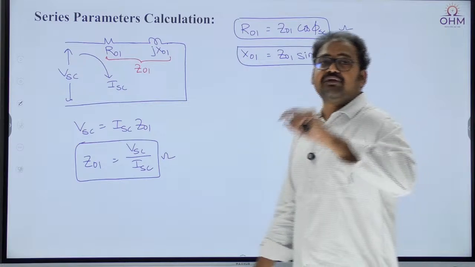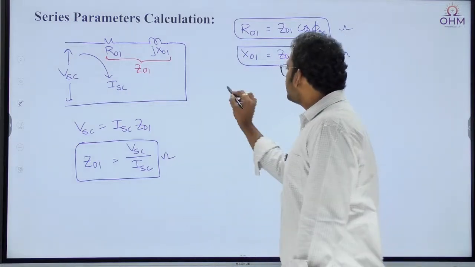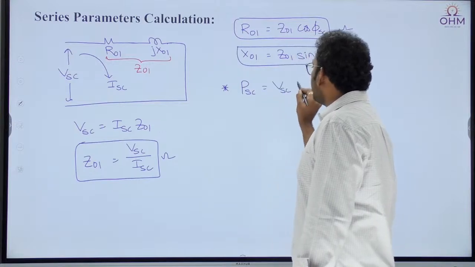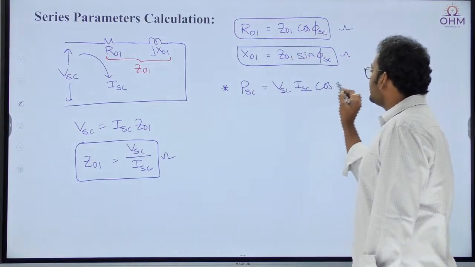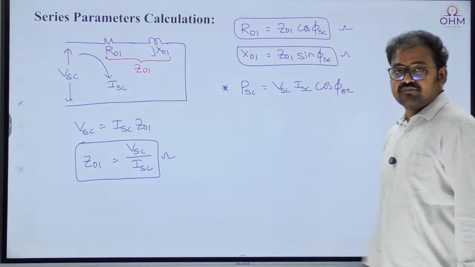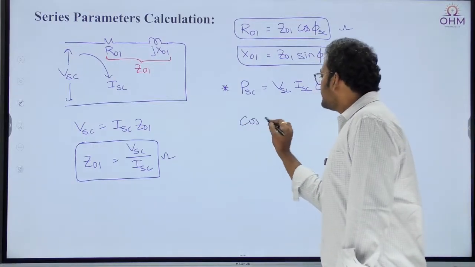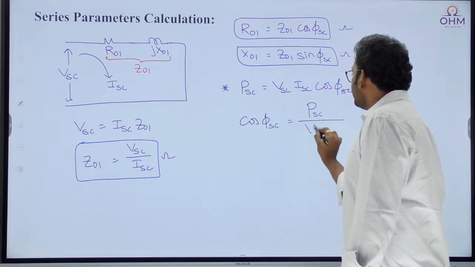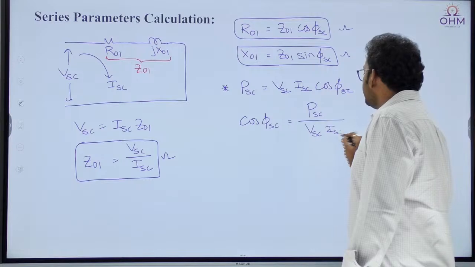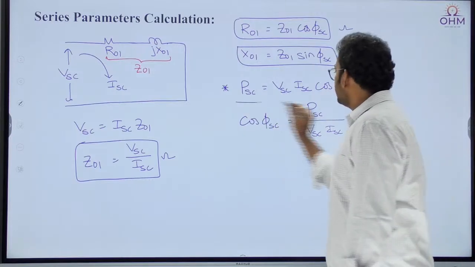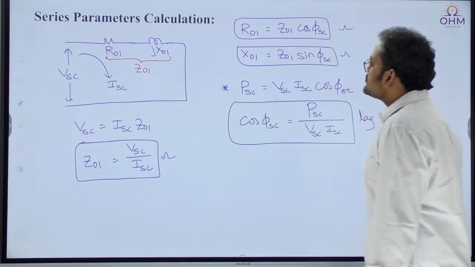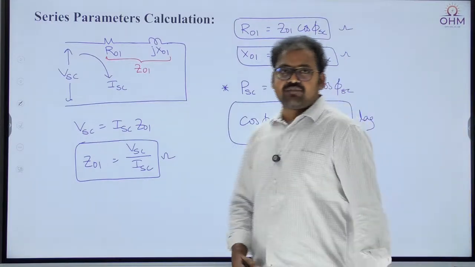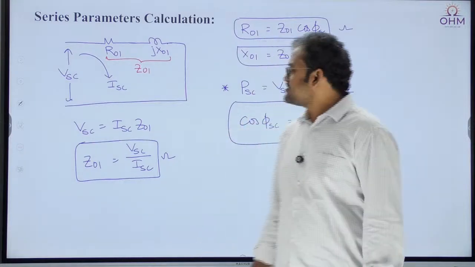That is where the wattmeter reading will help you. A wattmeter will generally measure active power. Active power is nothing but VI cos phi. So from this we can find out cos phi. Therefore cos phi is equal to active power divided by voltage into current, lagging. Okay, so this is how you calculate series branch parameters using the short circuit test.